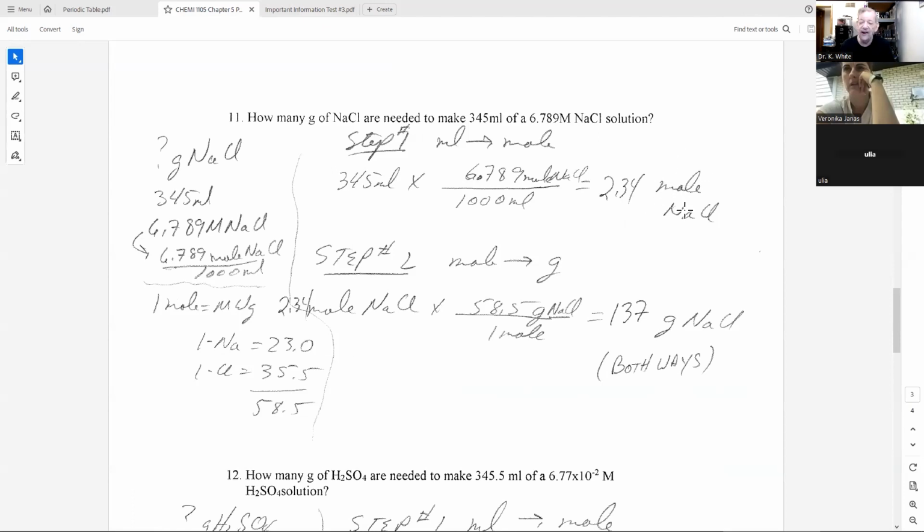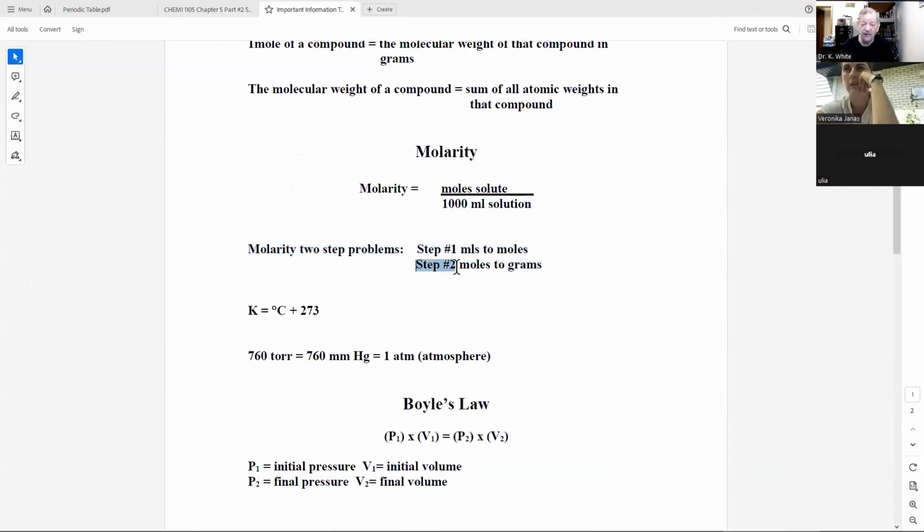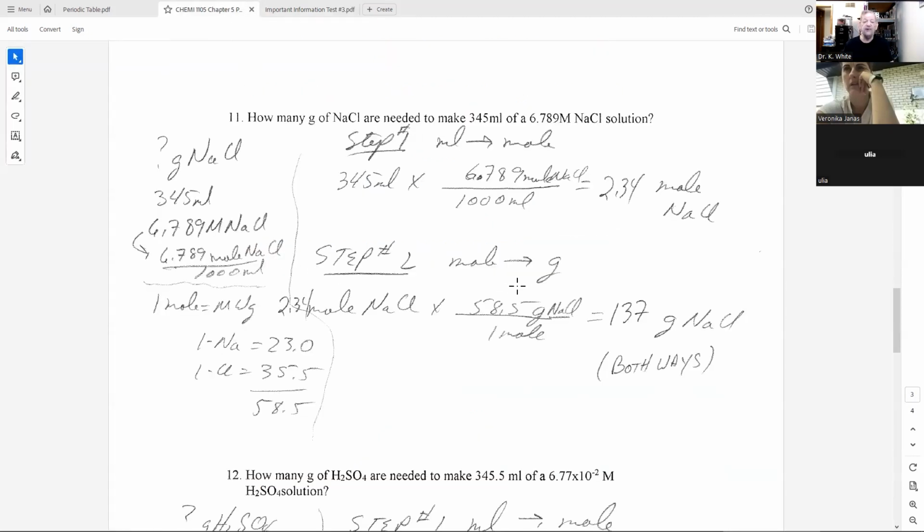No. Here we're at moles of sodium chloride, but we need to get to grams of sodium chloride. So now it's time to do step 2. In case you forgot, step 2 is moles to grams. And here I have 2.34 moles of sodium chloride. I want to get the grams of sodium chloride. Whatever I'm trying to get to goes on top of the ratio, the units, grams of sodium chloride. Whatever I'm trying to get rid of, moles of sodium chloride, goes underneath.